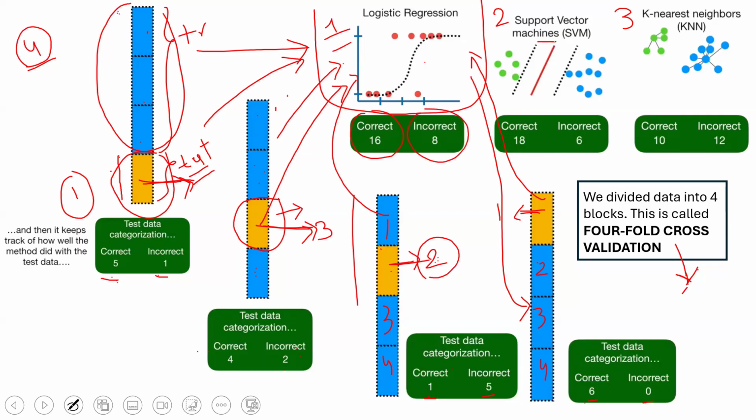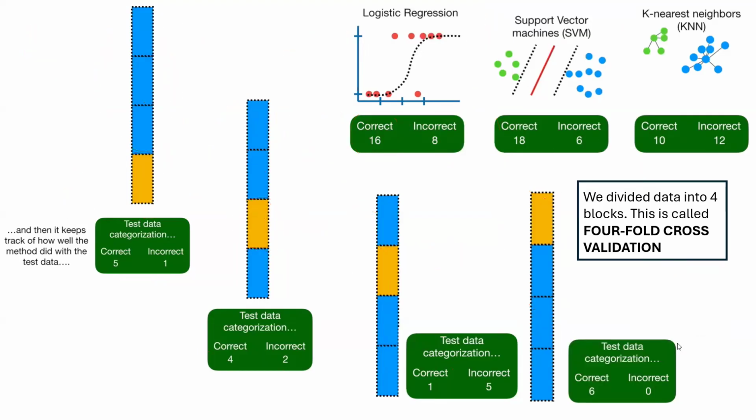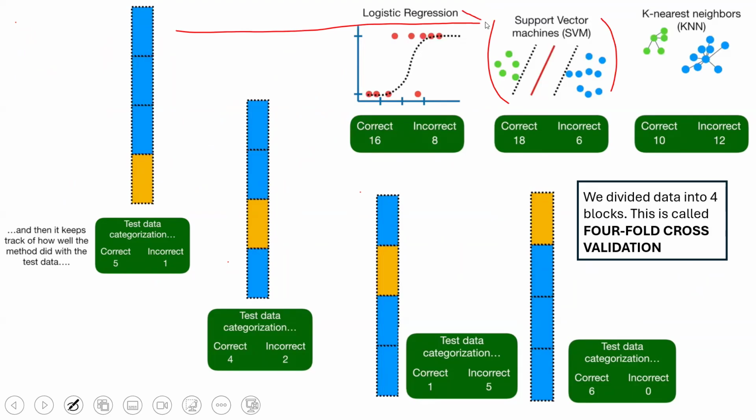Now go back to model 2 and do the same thing. Again, pick the 4 possible combinations of the blocks. This is 1, 2, 3, 4. Now train the second model using this data set and test using this data set. It got some different result.